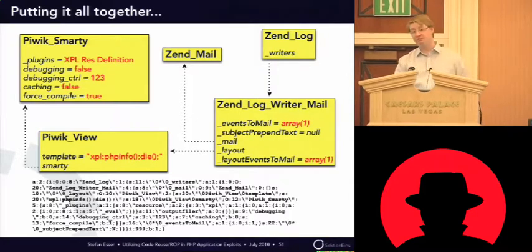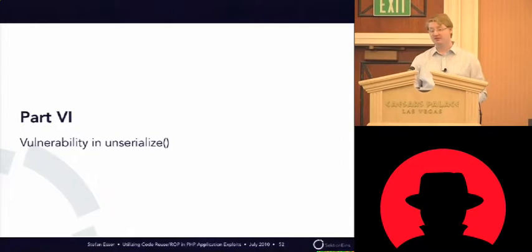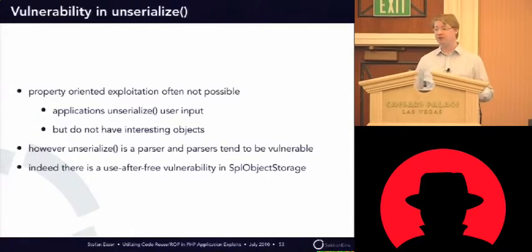So, okay, this is PWIC. The problem is, I told you, there are some applications that unserialize user input, like WordPress, but they don't have interesting objects. So they have no destructors, no wake-ups, and so you cannot exploit them with the property-oriented programming way. You need another way. And what you need is a vulnerability in the unserialize part itself.